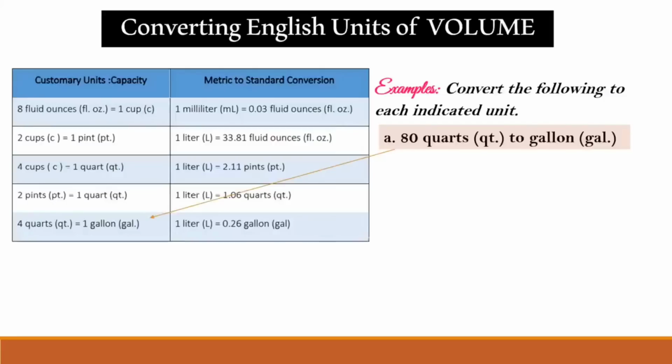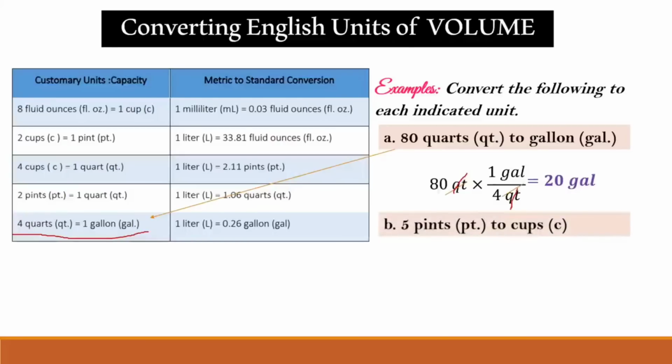So we have 4 quarts is equal to 1 gallon. And we write our given 80 quarts times the unit fraction, which is 1 gallon over 4 quart. Then we cancel quart to quart. After that, we multiply 80 times 1 divided by 4. And the result is 20 gallons.